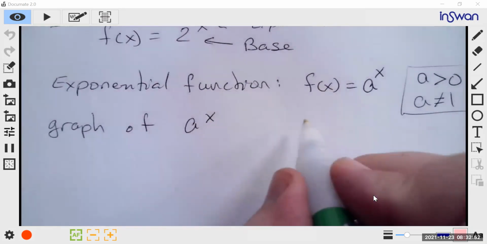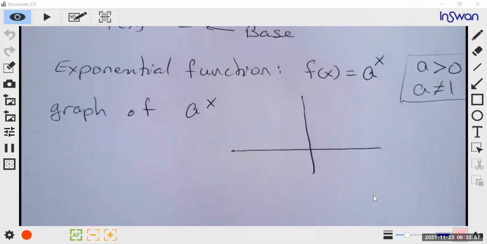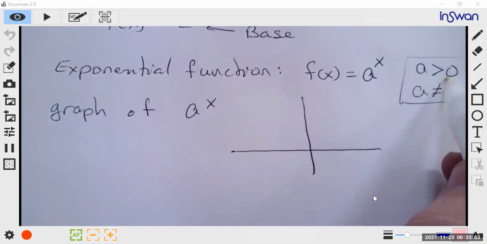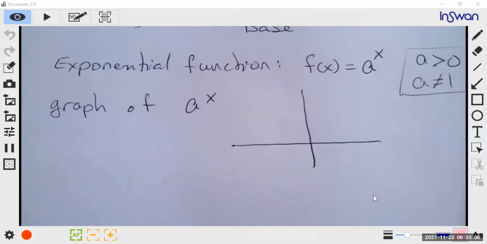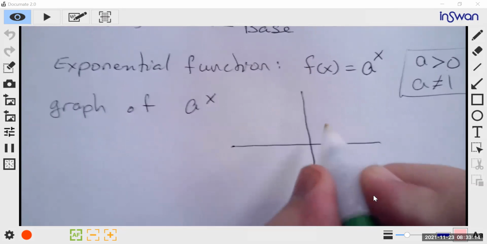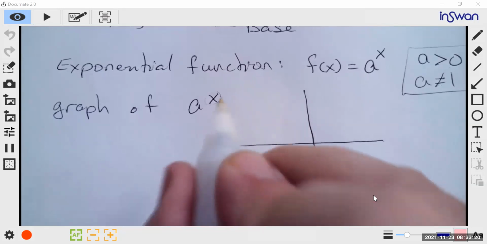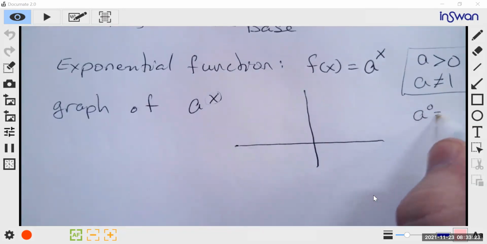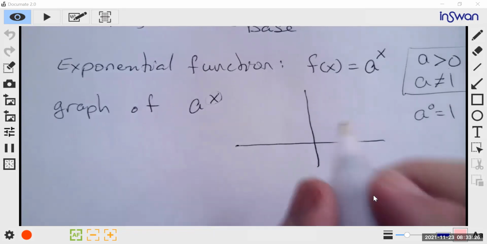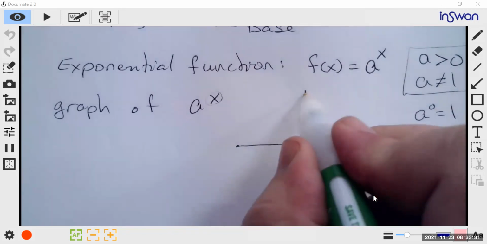The graph of an exponential, a to the power x. Remember, a has to be positive. That means all of our answers will be above the x-axis. You can never have a negative answer. A cannot equal 1. Anything to the power 0, if x is 0, is equal to 1. So we always have our y-intercept at 1.